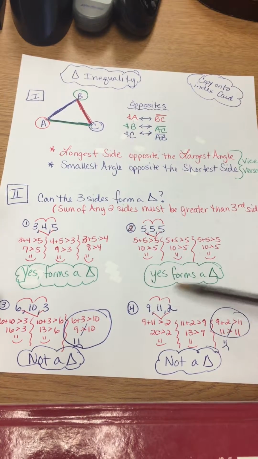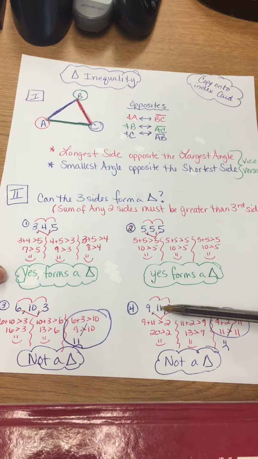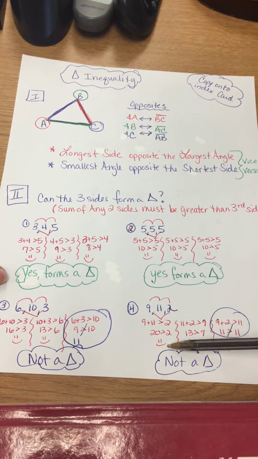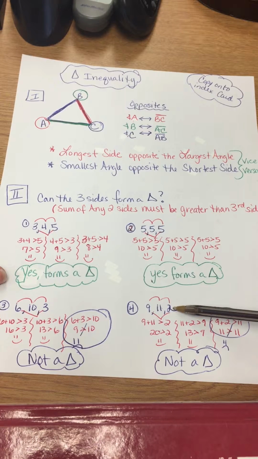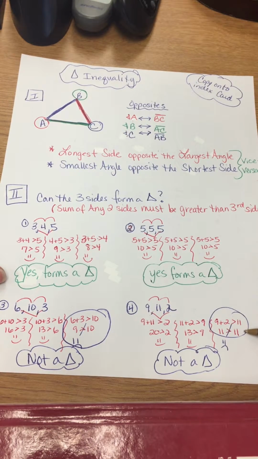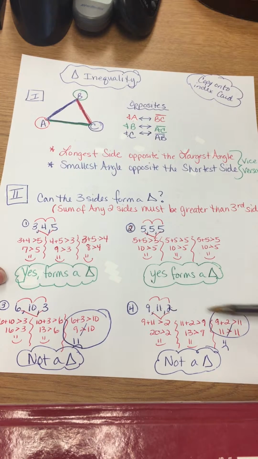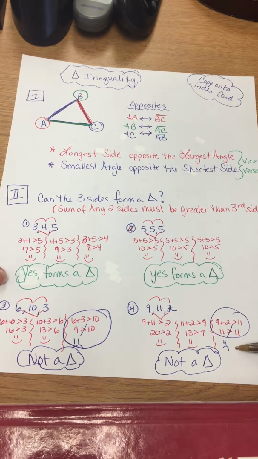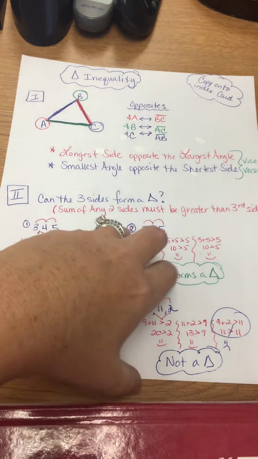How about over here? 9 and 11 is 20. It's greater than 2, so I keep going. 11 and 2 is 13. It's greater than 9, so I keep going. 9 and 2 equals 11. They're equal, not greater than, so it cancels it out. It's not a triangle. So let's talk about the shortcut.